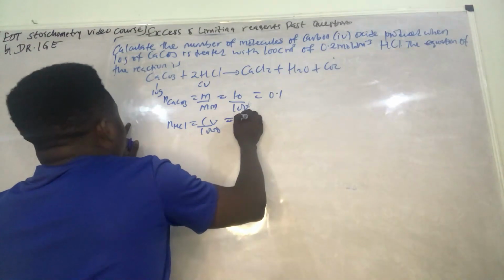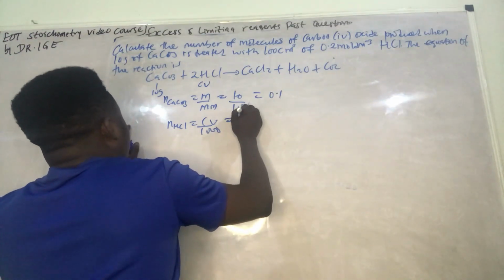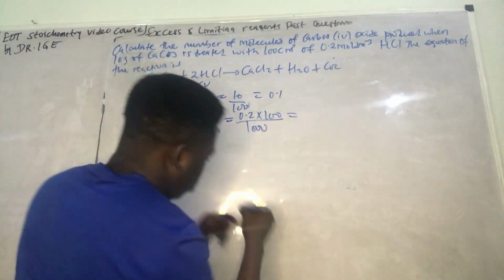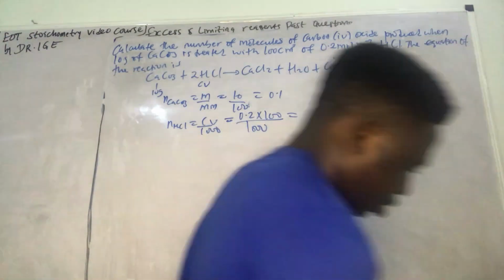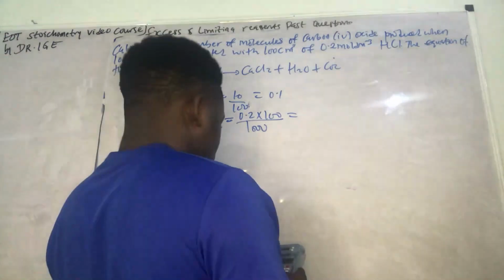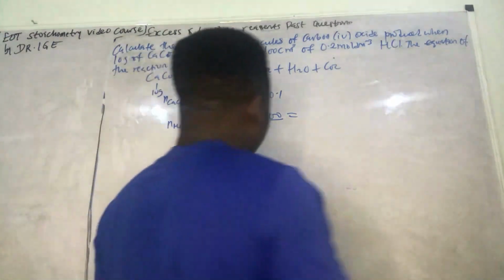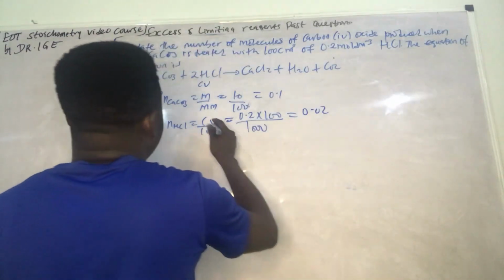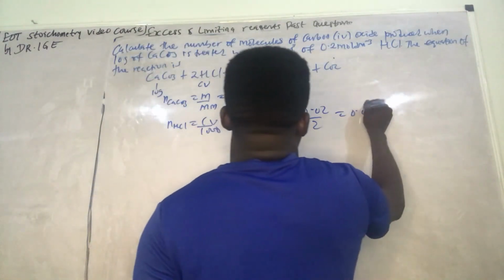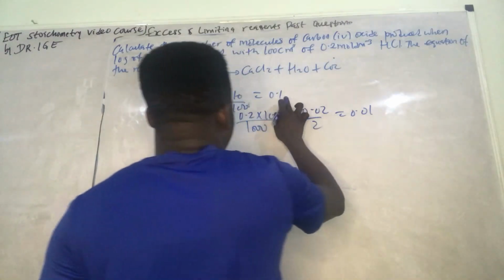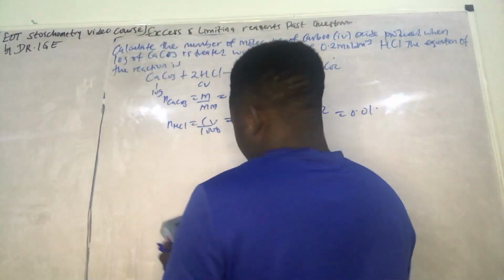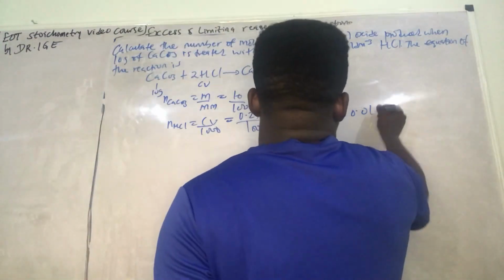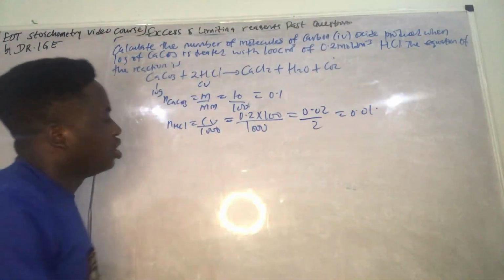What is C? C is 0.2 times 100 over 1000. So 0.2 times 100 over 1000, we have 0.02 divided by 2. We have 0.01. So this one is 0.1. So this one is smaller. You get 0.01 is smaller than 0.1. So HCl is what? The limiting reagent. So that's what we work with.